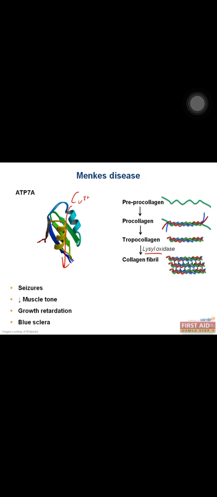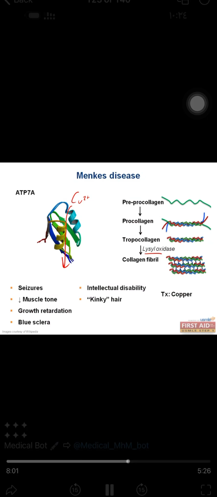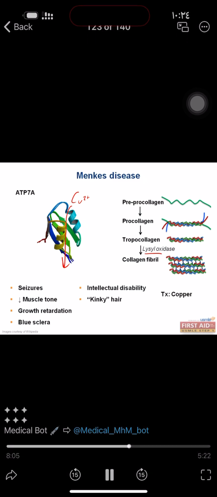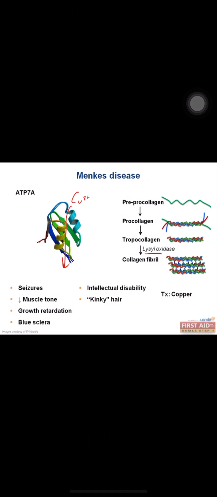The first signs and symptoms will be soon after birth, and you might see seizures, weak muscle tone, growth retardation, and blue sclera, like in osteogenesis imperfecta. And later, you'll see intellectual disability and what is often described as kinky hair, although I would describe it as kind of sparse and fuzzy-looking hair. You can actually treat this by injecting copper into the patient, although that only partially helps. Since this has an onset during infancy, it's important that you diagnose it and start treating as soon as possible to prevent the developmental problems.